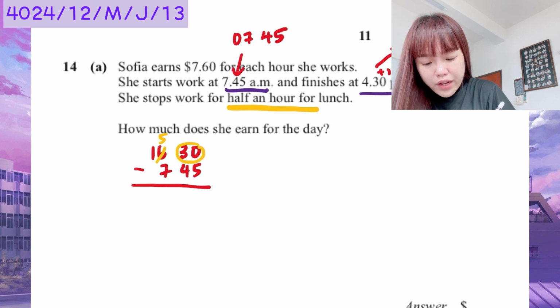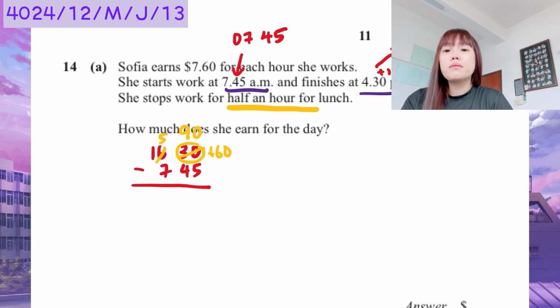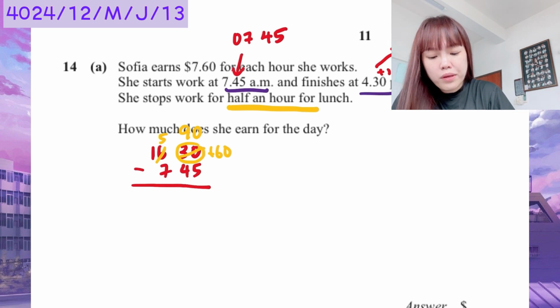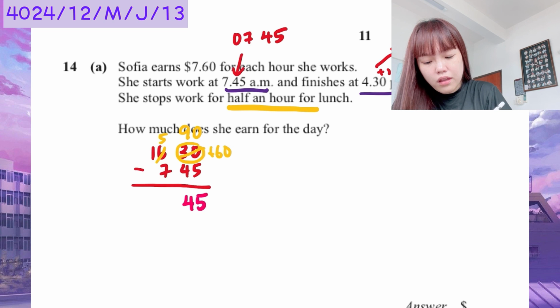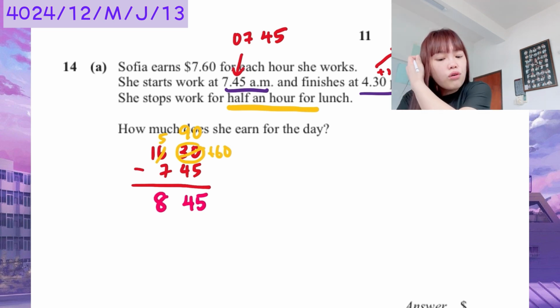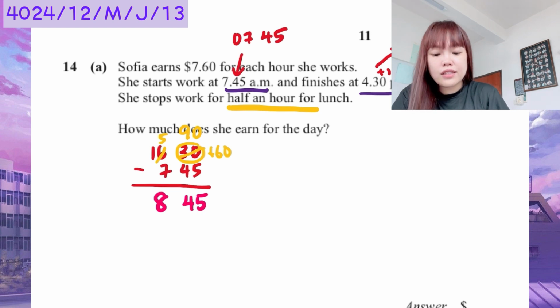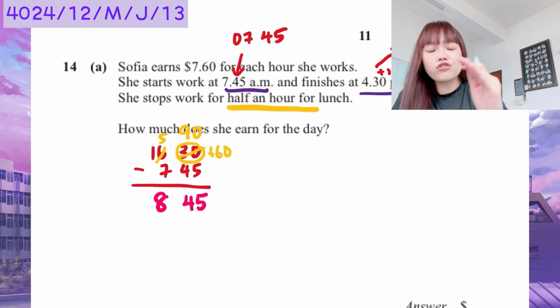This one you need to plus with 60, so become 90. Okay, because you borrow 1 hour from the left side here. So this one become 90 because 30 plus 60. Then 90 minus 45, you still get 45. 15 minus 7 is 8. So altogether 8 hours 45 minutes she works, but then stop half an hour, right?